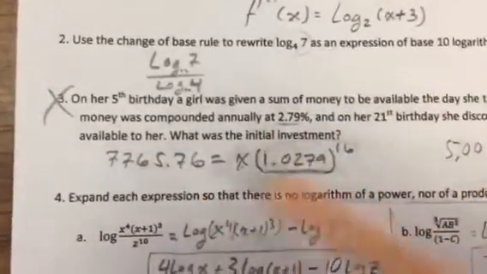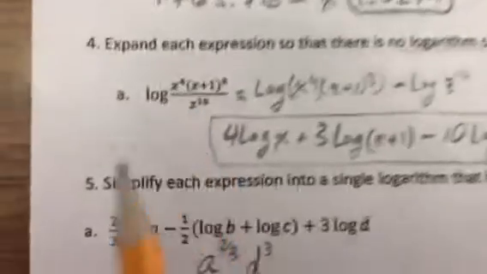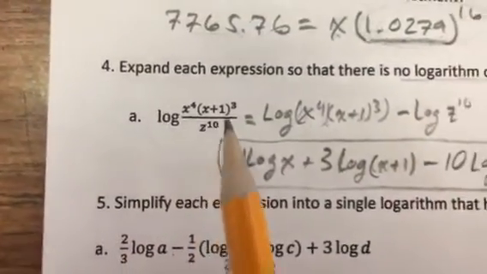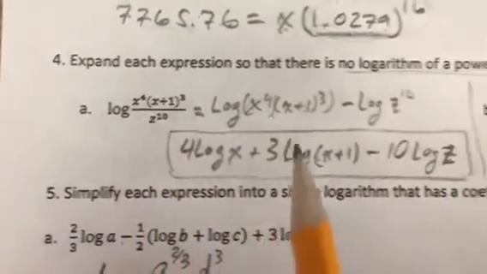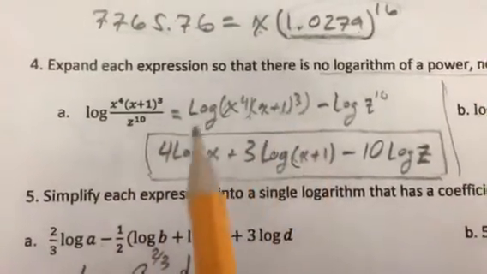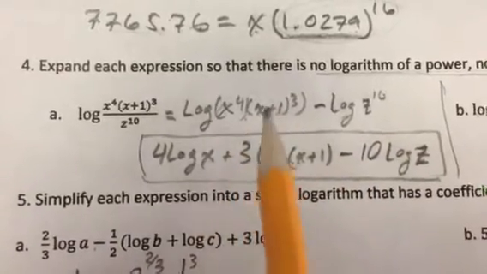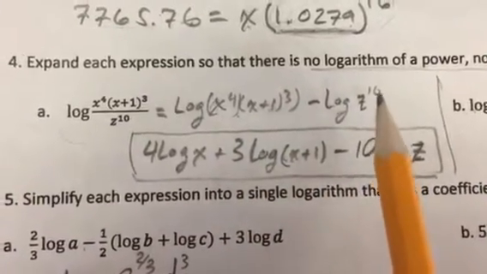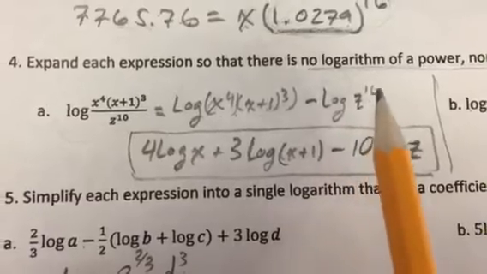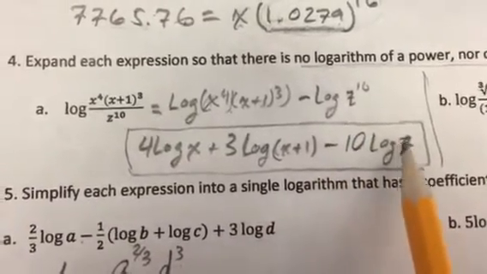Okay, we're going to skip number 3 because there isn't anything like that on the test, moving straight on to number 4 about expanding these crazy logarithms into as many parts as we can. So this is log of a quotient, so clearly we're going to have log minus log of the numerator right here minus log of the denominator. The log of z to the 10th would be written as 10 log z.